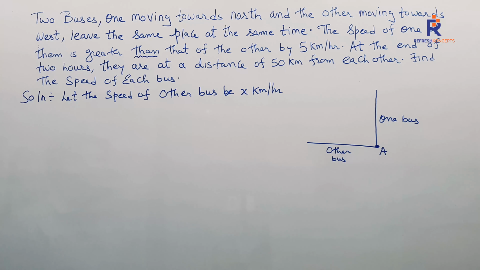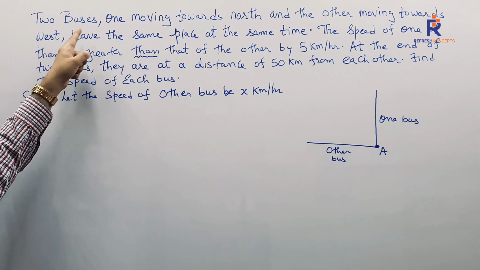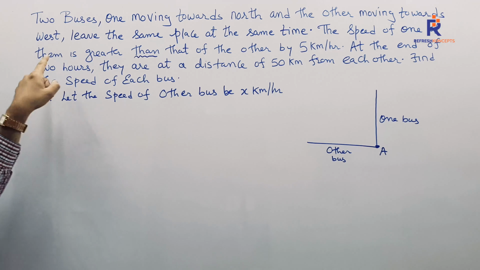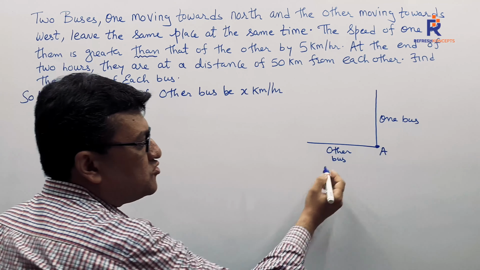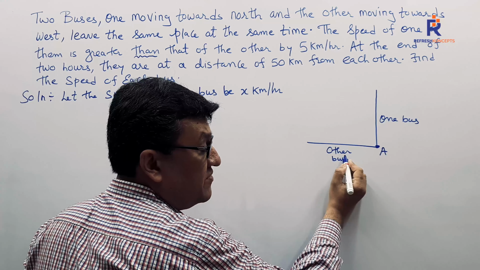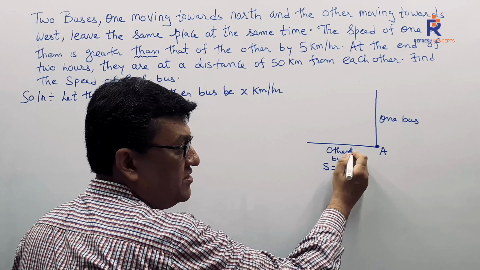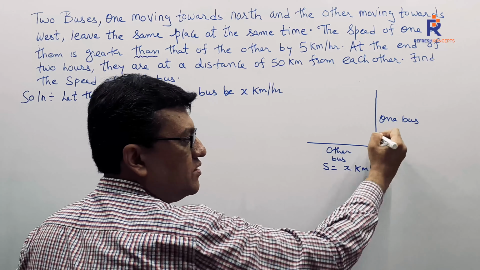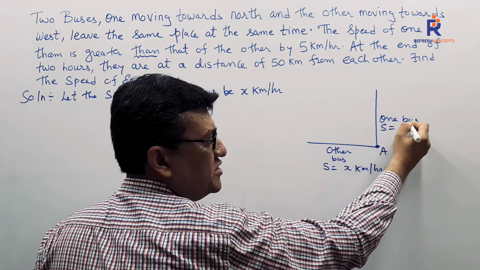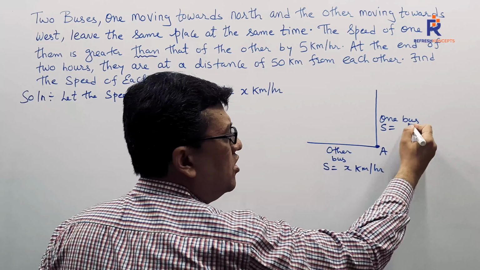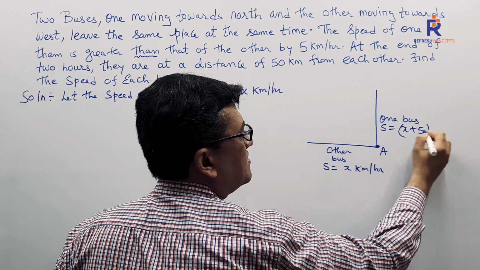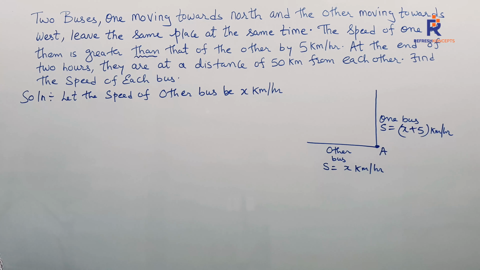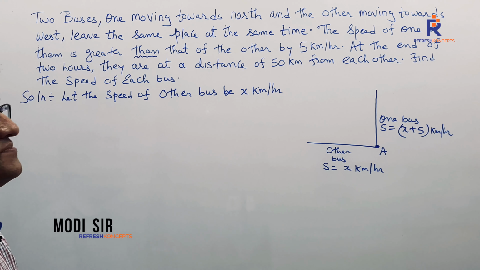Let's jot down now what the question has to say. Two buses, one moving towards north, another moving towards west, leave at the same time from the same place. The speed of one of them is greater than that of the other by 5. So if we have taken the speed of the other bus as x km/h, what do you think the speed of the first bus is going to be? It says it is 5 km more. X plus 5 km/h. We are yet to do further.